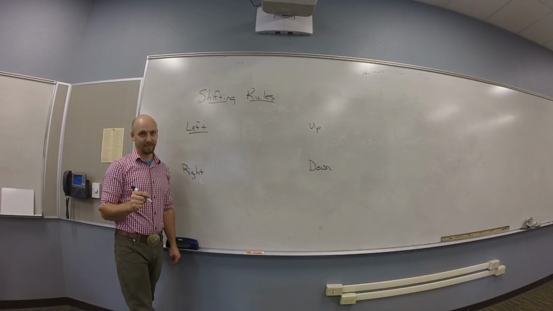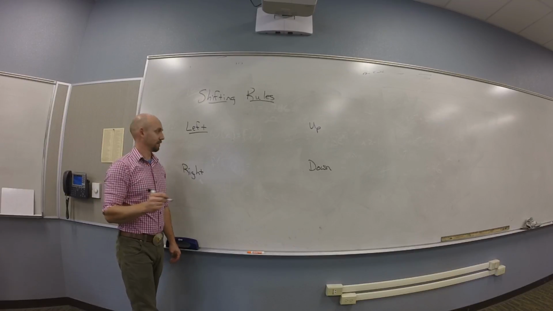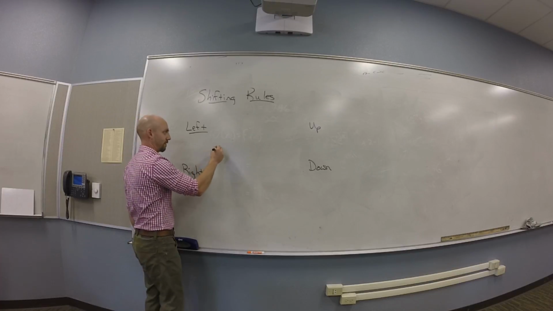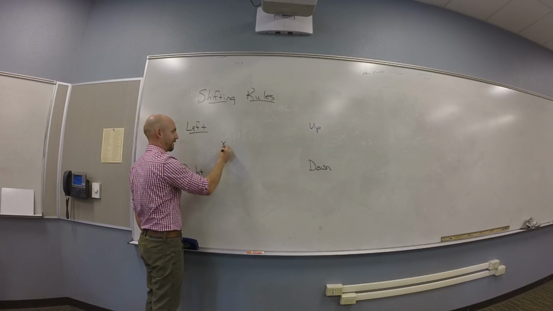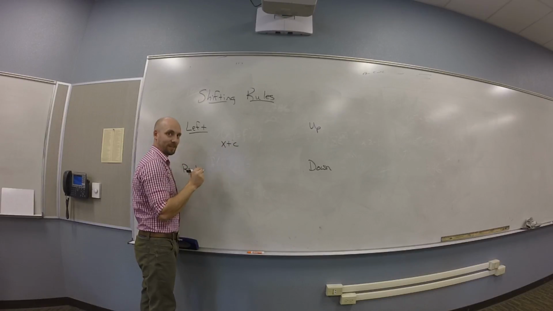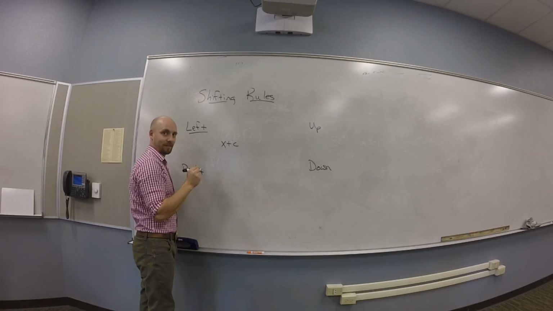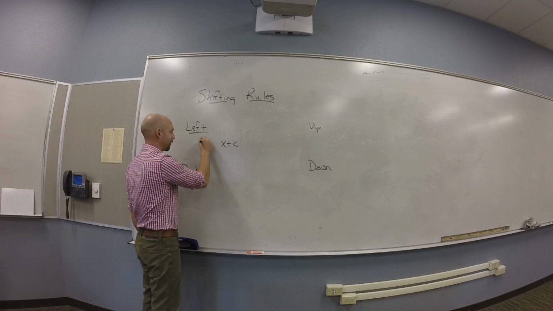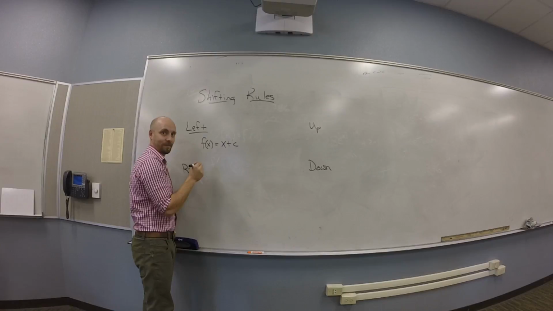how would you do that? Add some x's. It's like the opposite. So you do x plus a constant, and then this would be your f. Your function. If you add something to the end of your function, you're going to shift it to the left.